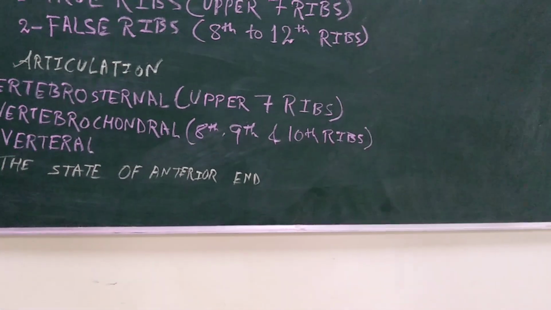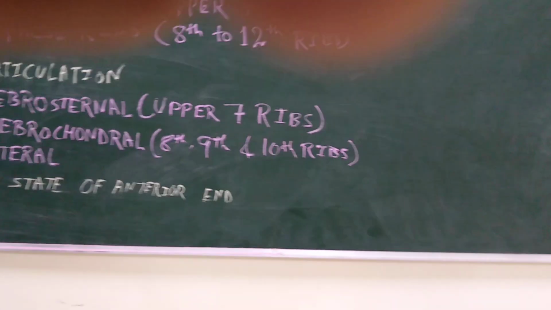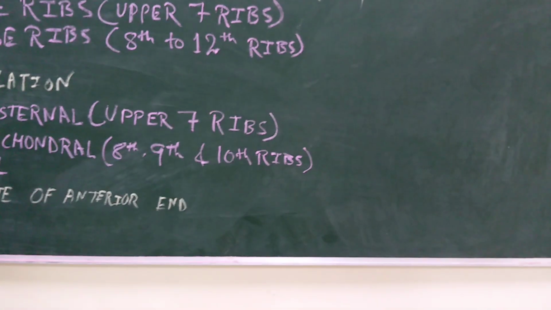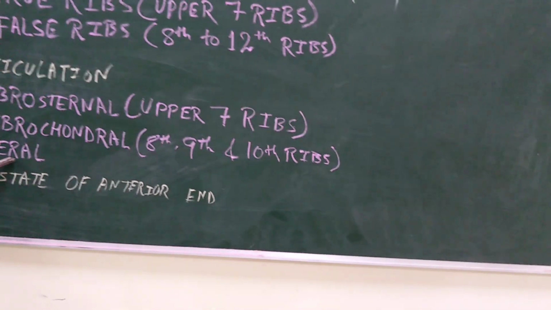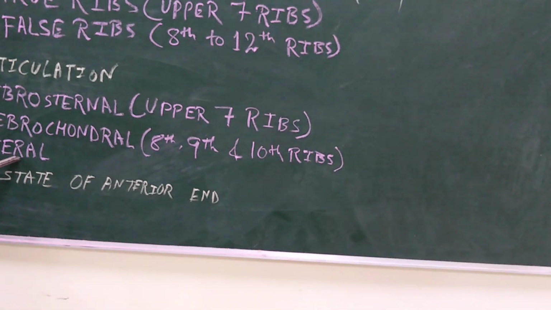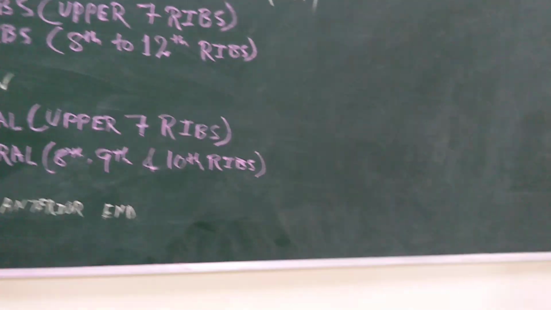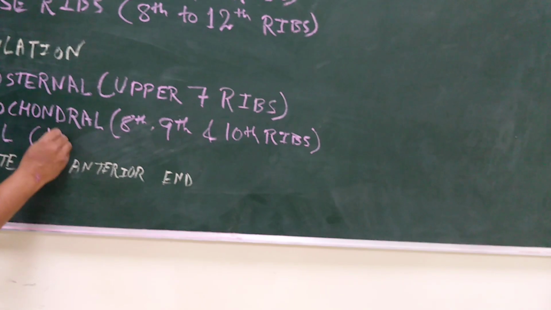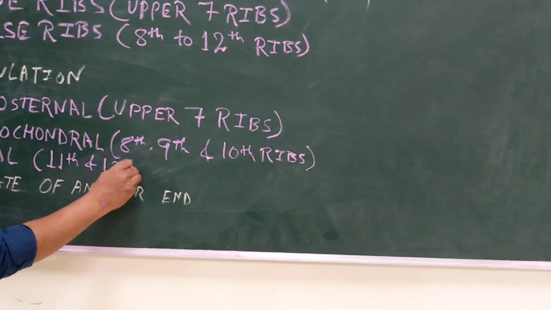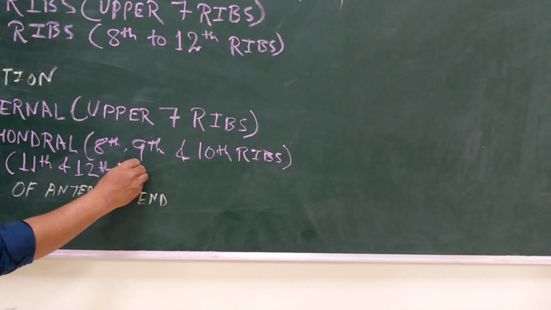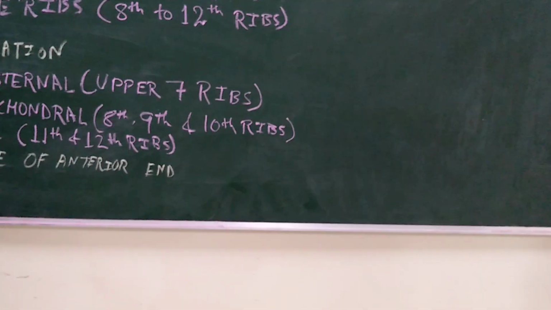Now the vertebral ribs, those ribs which are attached to the vertebrae posteriorly, but anteriorly they are free. The last two ribs, 11 and 12 ribs, are called the vertebral ribs.